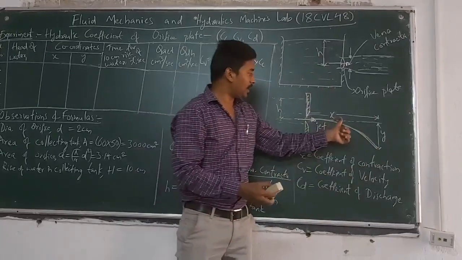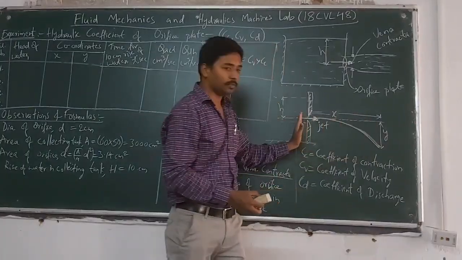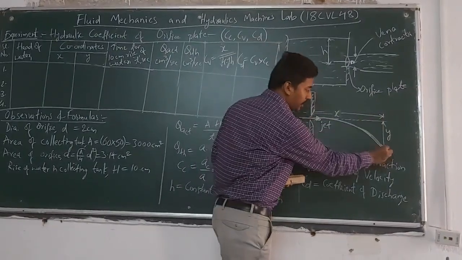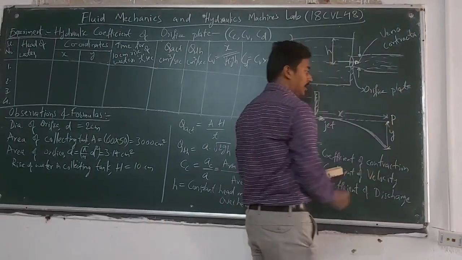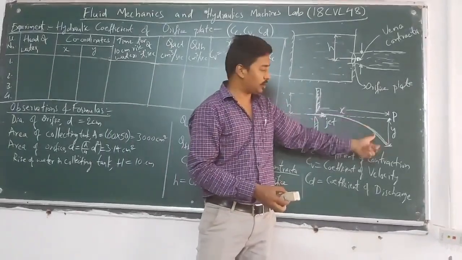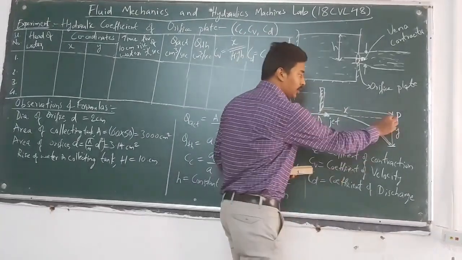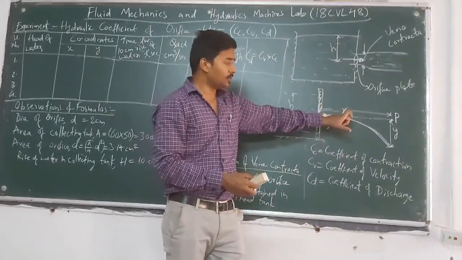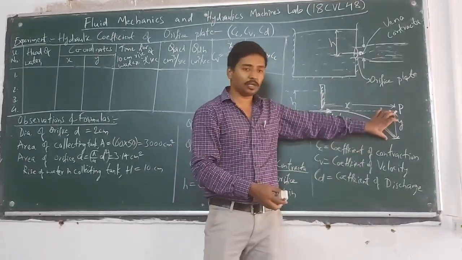Using that trajectory path, we will calculate the two coordinates x and y. X is the horizontal distance from the orifice plate, and y is the vertical distance below the center of the orifice plate. Imagining a point P, that is where the water suddenly drops down from the jet. That is the particular point where we will take the readings of x and y, both using a hook gauge. x is horizontal and y is the vertical coordinate.